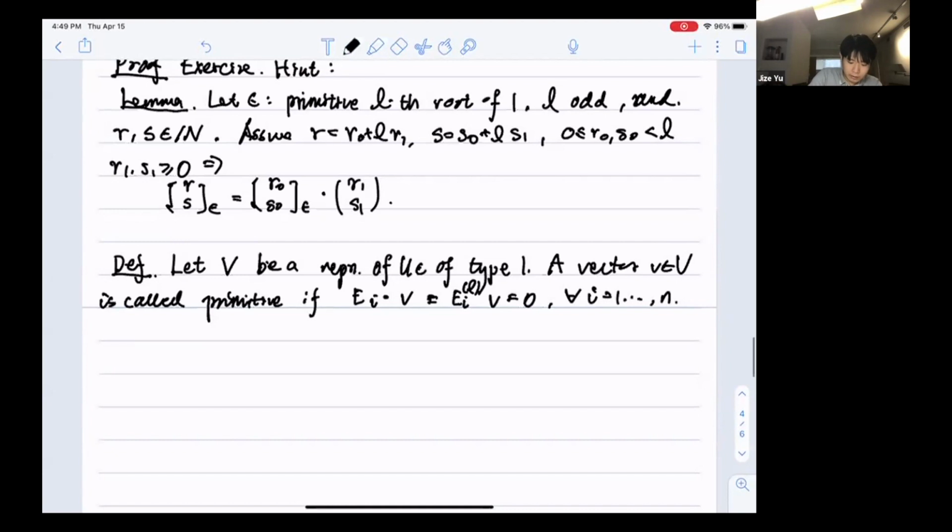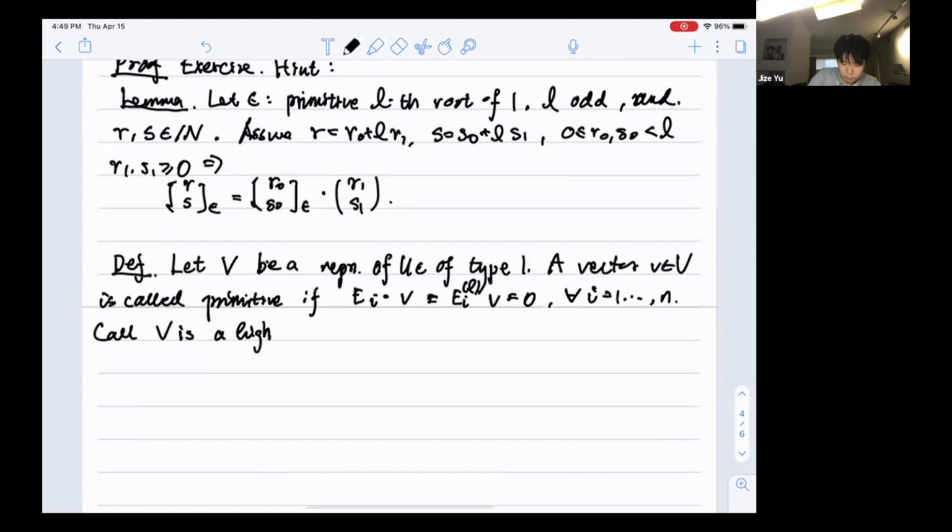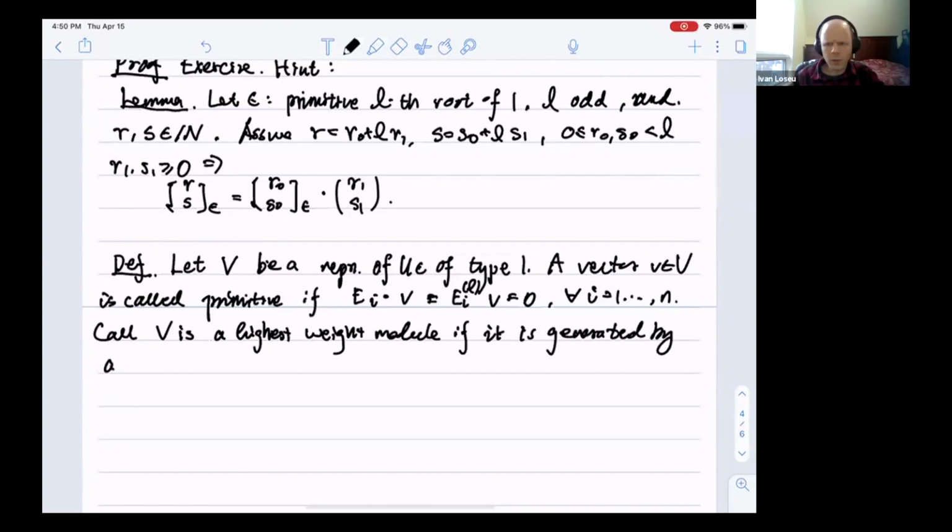And we call V a highest weight module if it is generated by a primitive vector. You mean a primitive weight vector? Yes, a primitive weight vector.